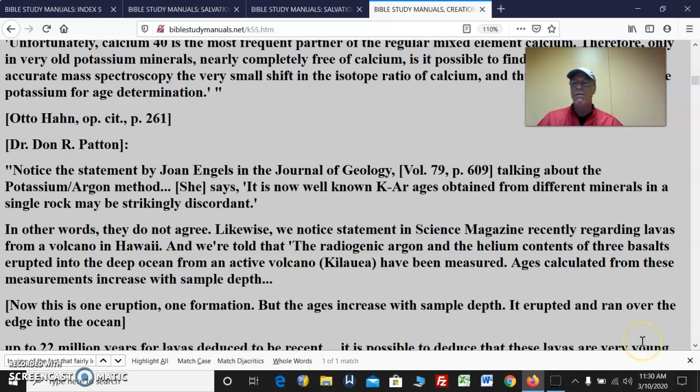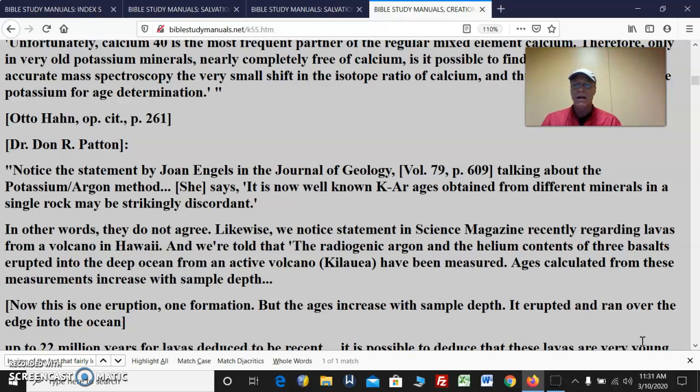So, Dr. Don Patton, in this great resource that I have discovered from him, notice the statement by Joan Engels of the Journal of Geology, talking about the potassium-argon method. She says it is now well known that potassium-argon ages obtained from different minerals in a single rock, not around the world, may be strikingly discordant. Two inches away. No good. In other words, they do not agree.